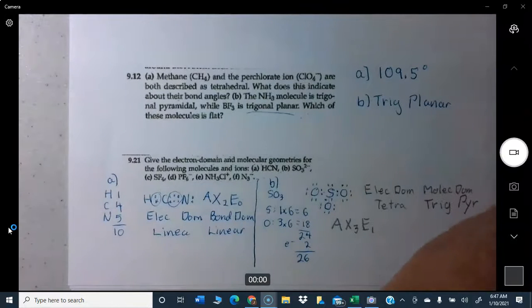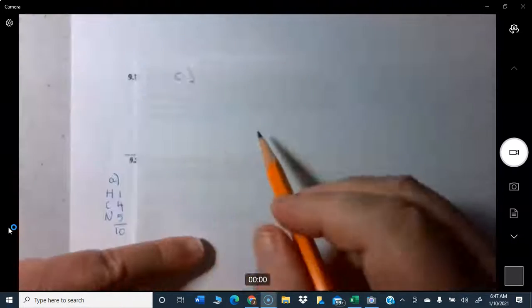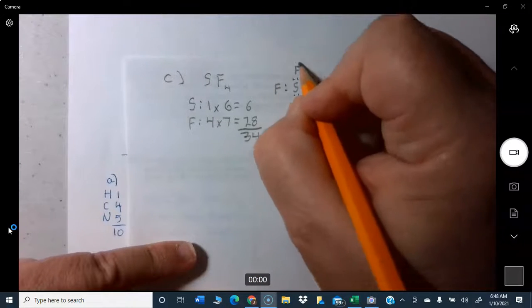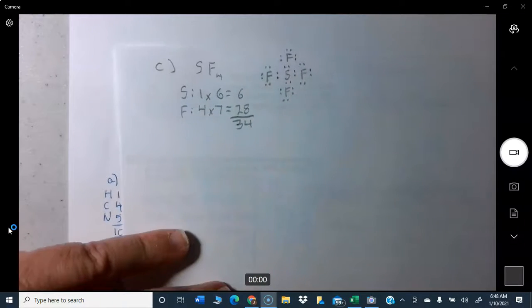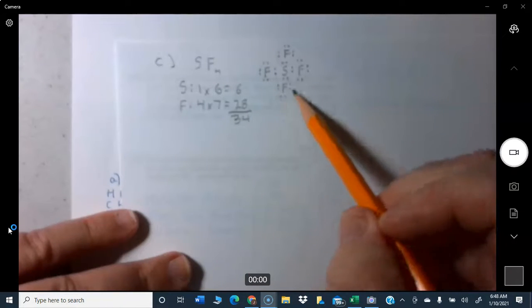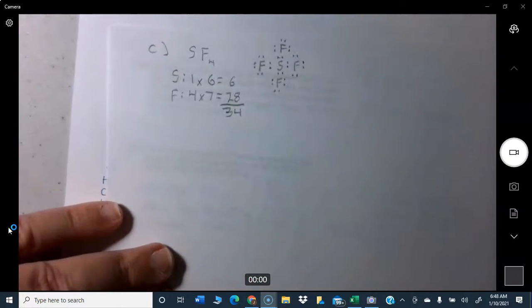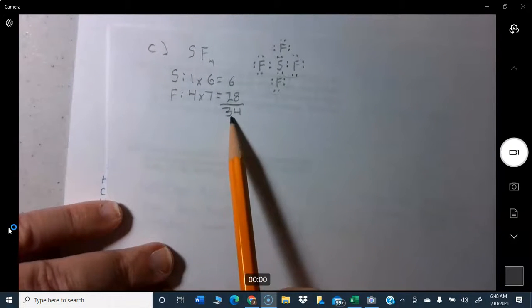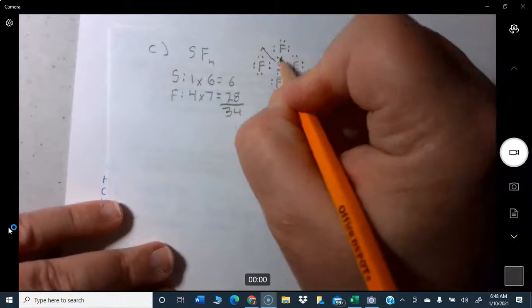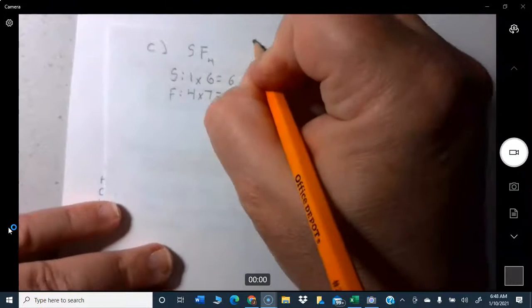All right, I'll go to another piece of paper. I didn't leave enough space, so you can just do it on the back, or if you're doing online paper, you're good to go. Next one they want is SF4. We've given complete octets to everybody. So we have 8, 8, 8, 8. That's 32. We have to have 34 though. So that means there's going to be another lone pair. What I'm going to do is draw an arrow here, like that, and there's another lone pair.